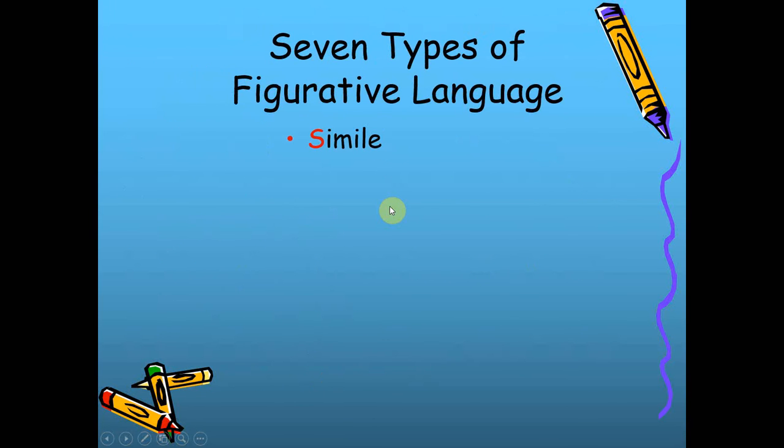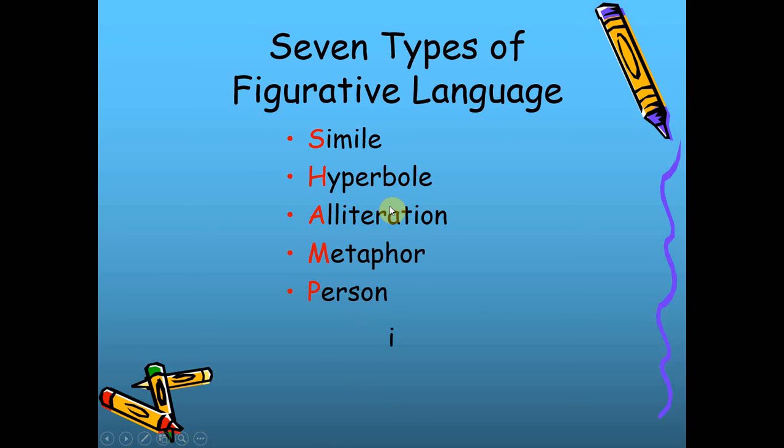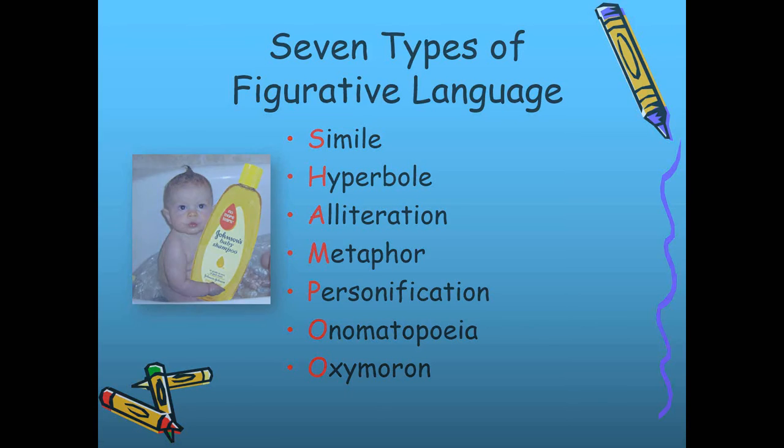We have 7 types of figurative language: similes, hyperbole, alliteration, metaphor, personification, onomatopoeia, and oxymorons.